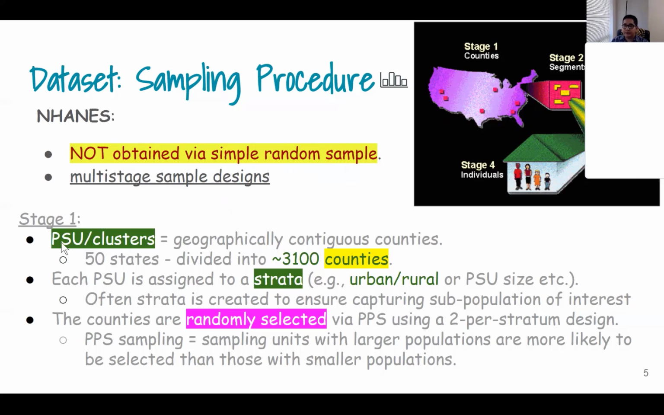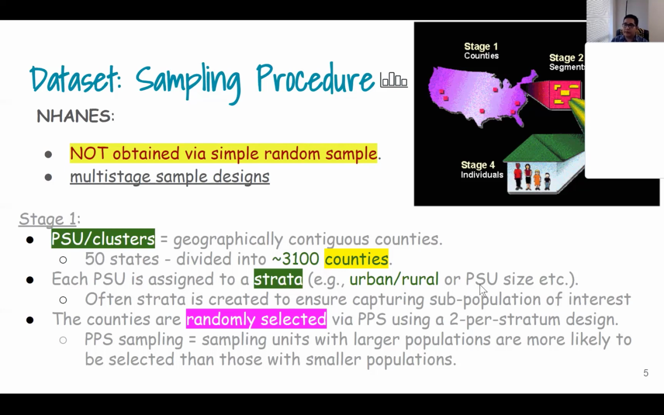The primary sampling units, or the clusters, are the smallest units of sampling. And how are they created? They are created by counties. The US has 50 states, and they are divided into 3,100 counties. Those counties are then assigned to a strata, which could be determined based on whether it is a rural or urban area, or depending on how large the county is.